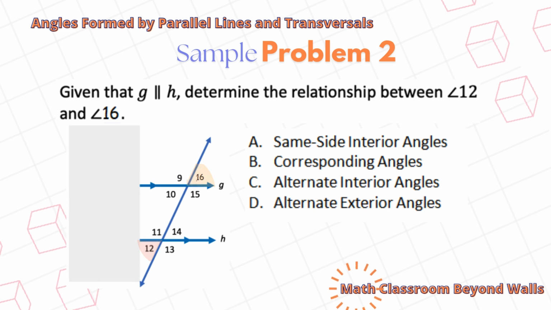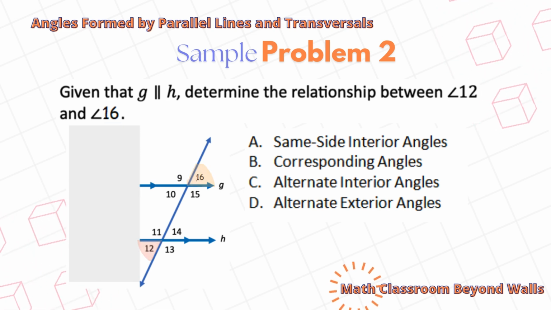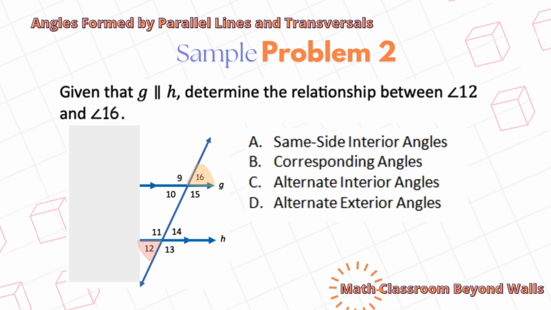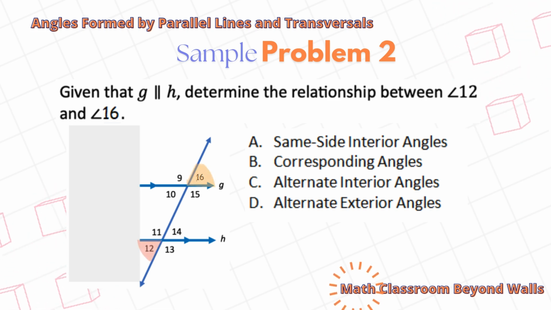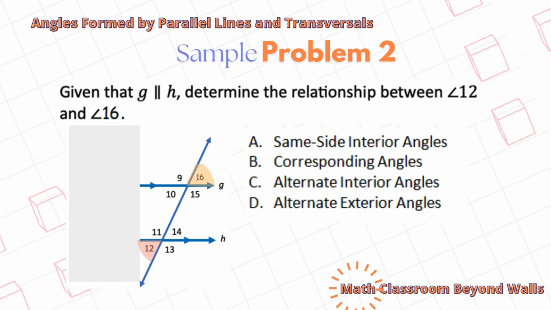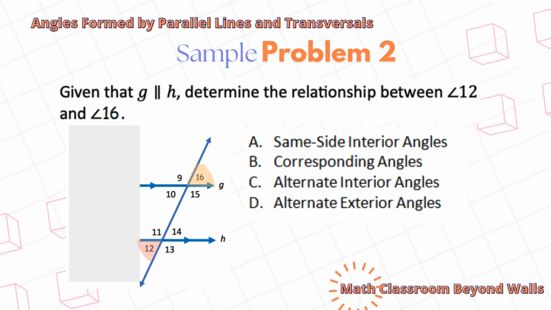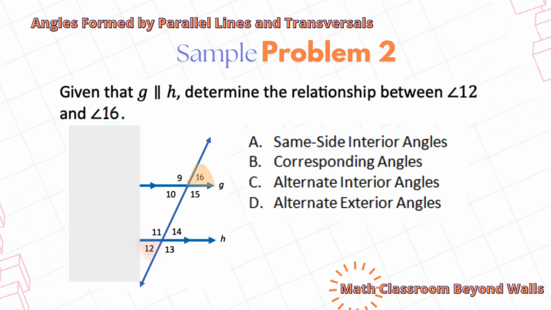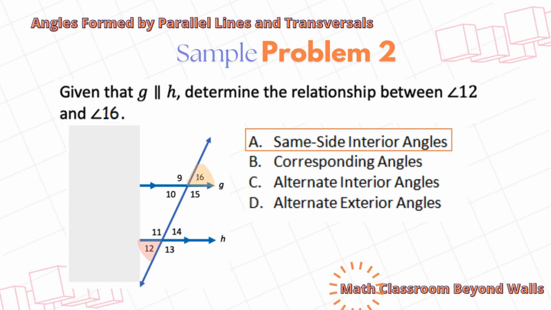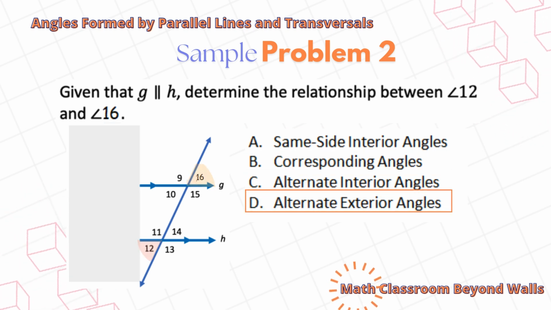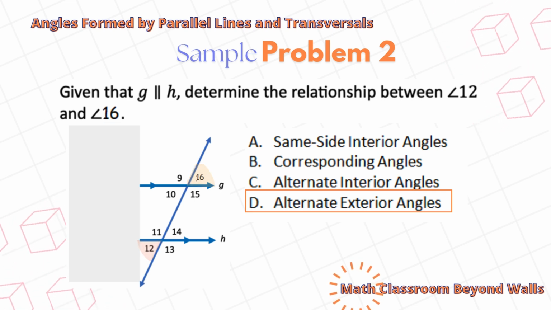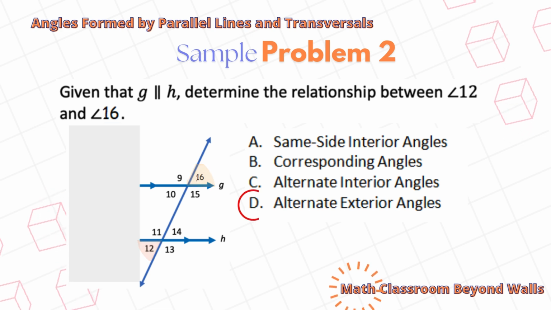With this setup, I am sure that you can now easily recognize the relationship between angle 12 and angle 16, right? So, what is the relationship between angle 12 and angle 16? Which one is the answer? Is it option A? Or is it option B? Or option C? Or option D? There you are, learners. Option D is the answer.